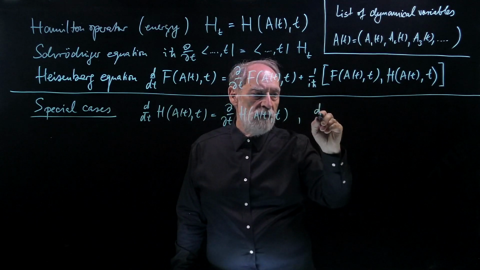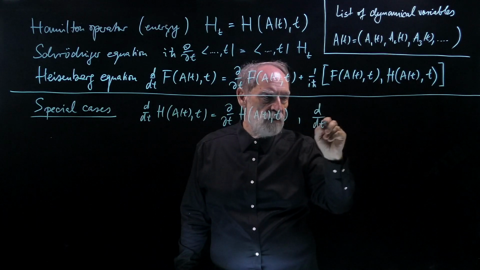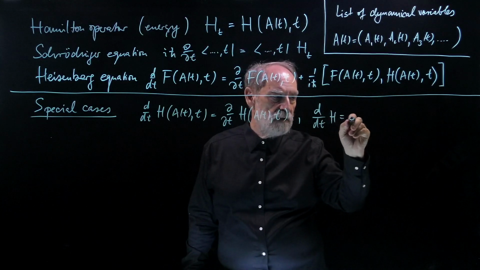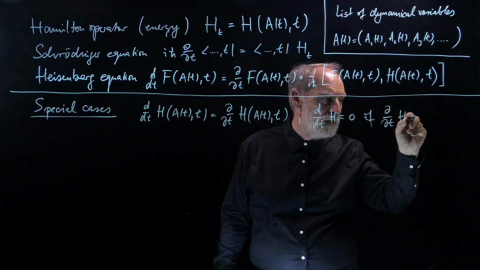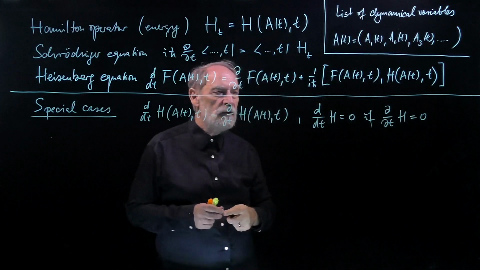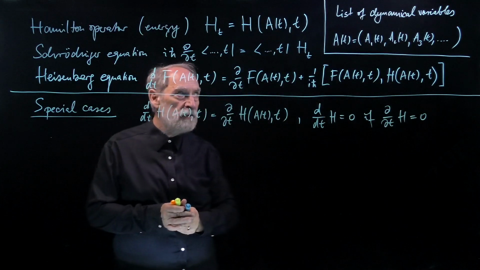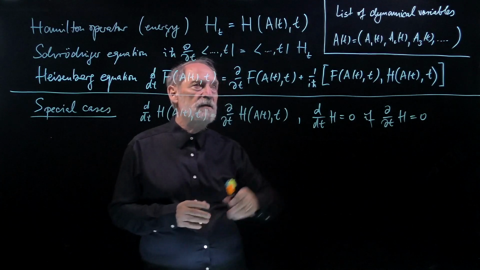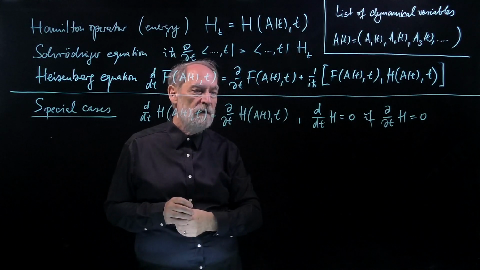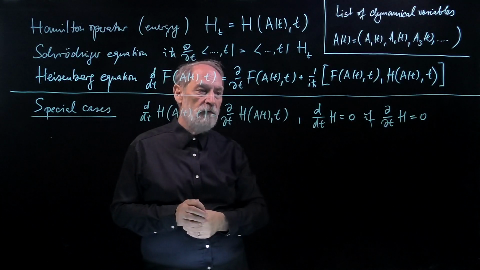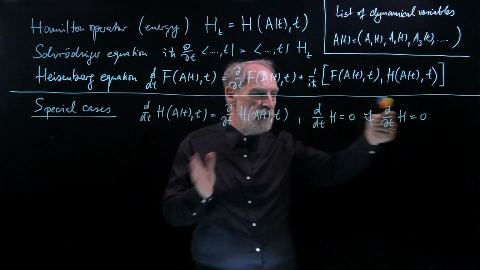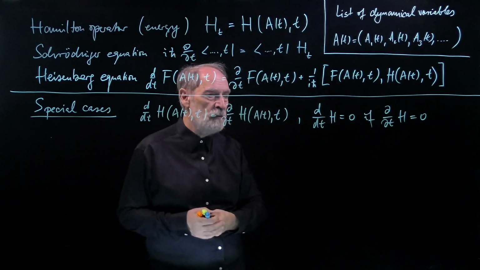So we learn that the total time derivative of the Hamilton operator is zero if there is no parametric time dependence. So a Hamilton operator that is only a function of the dynamical variables and has no parametric time dependence, meaning that at different times it's the same function of the variables, that Hamilton operator does not change in time.